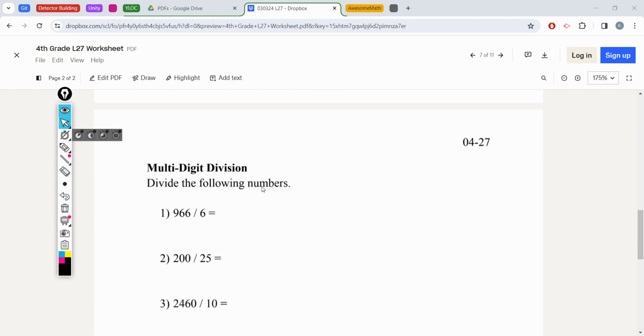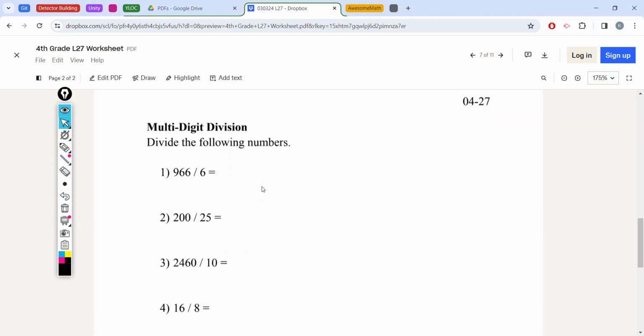And then for the next section, we're going to have multi-digit division. So a similar thing, but this time we're doing division. You're going to want to use long division for these problems, probably. And so I will do the odd problems. Ooh, that's a little thick.